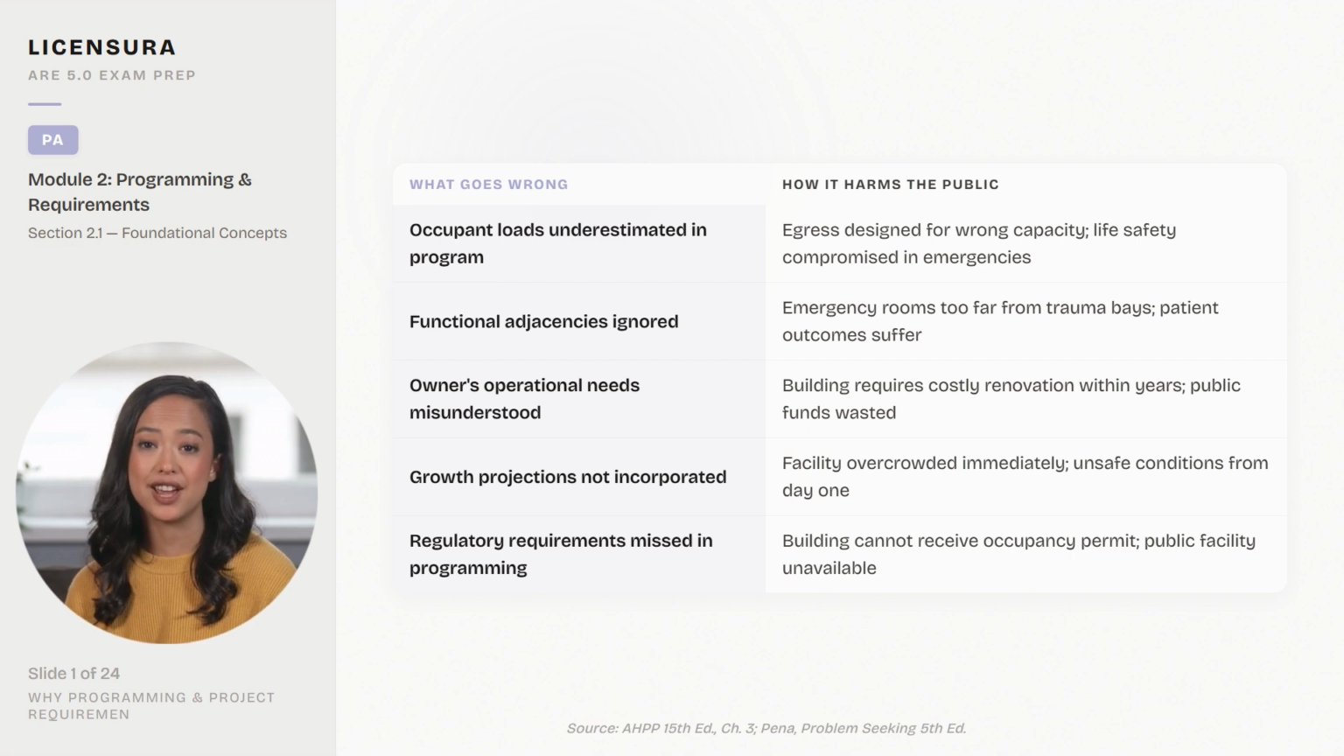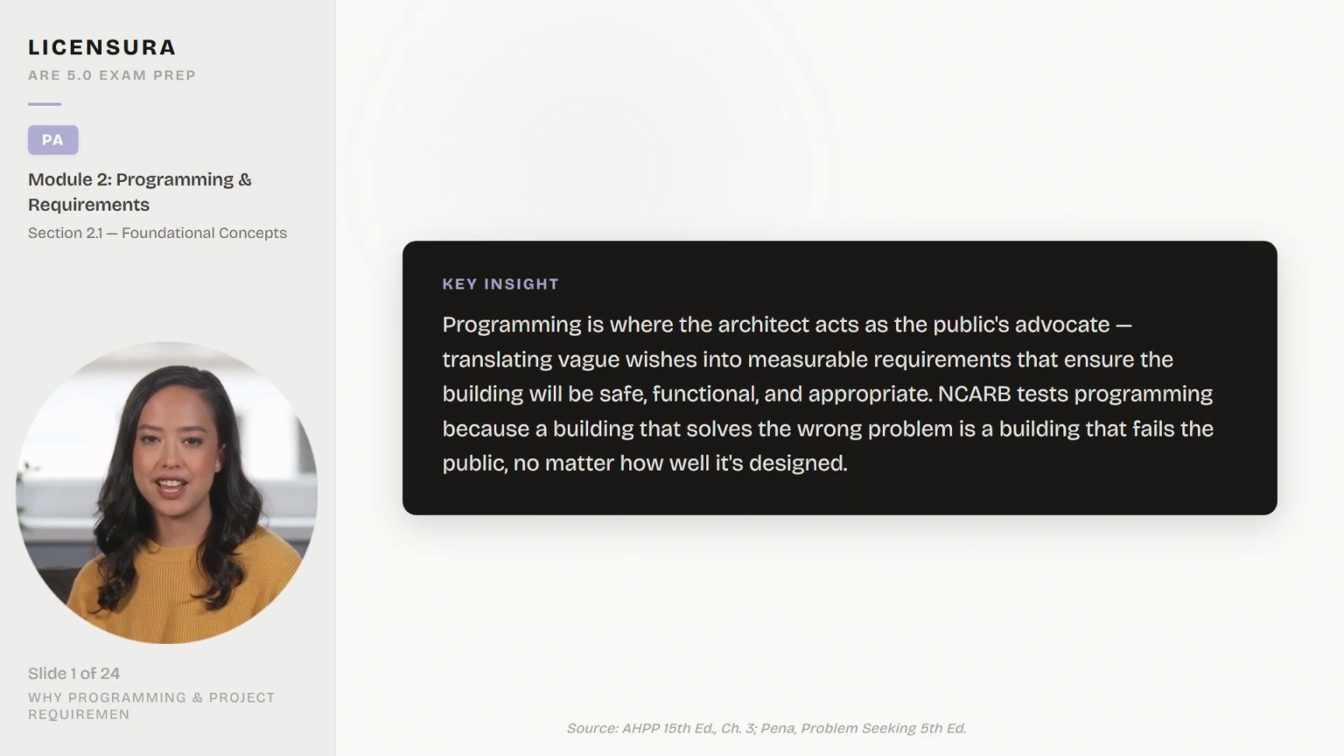NCARB tests this because defining the right problem is the architect's first duty to the public. Here's the key insight. Programming is where the architect acts as the public's advocate, translating vague wishes into measurable requirements that ensure the building will be safe, functional, and appropriate. NCARB tests programming because a building that solves the wrong problem is a building that fails the public, no matter how well it's designed.